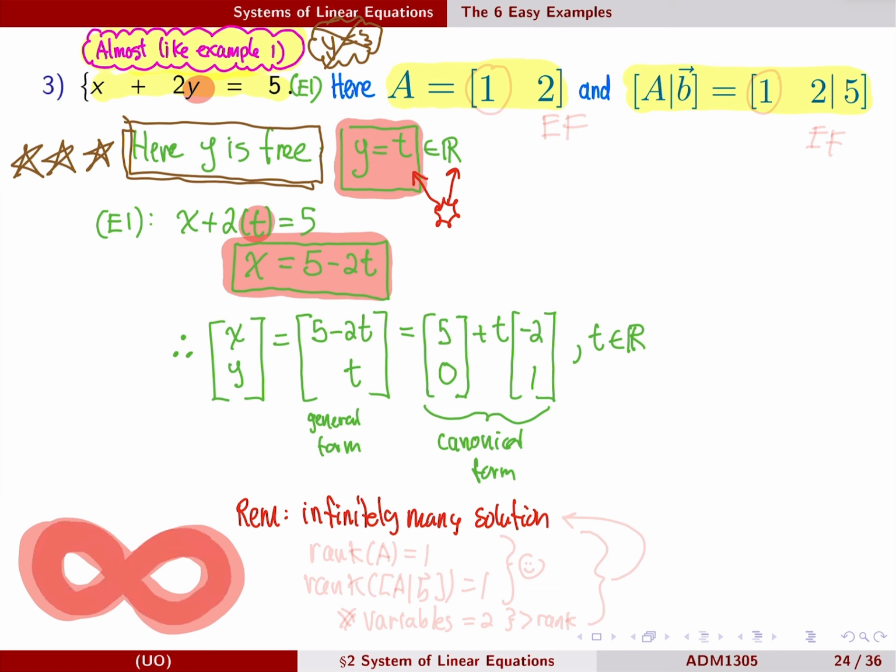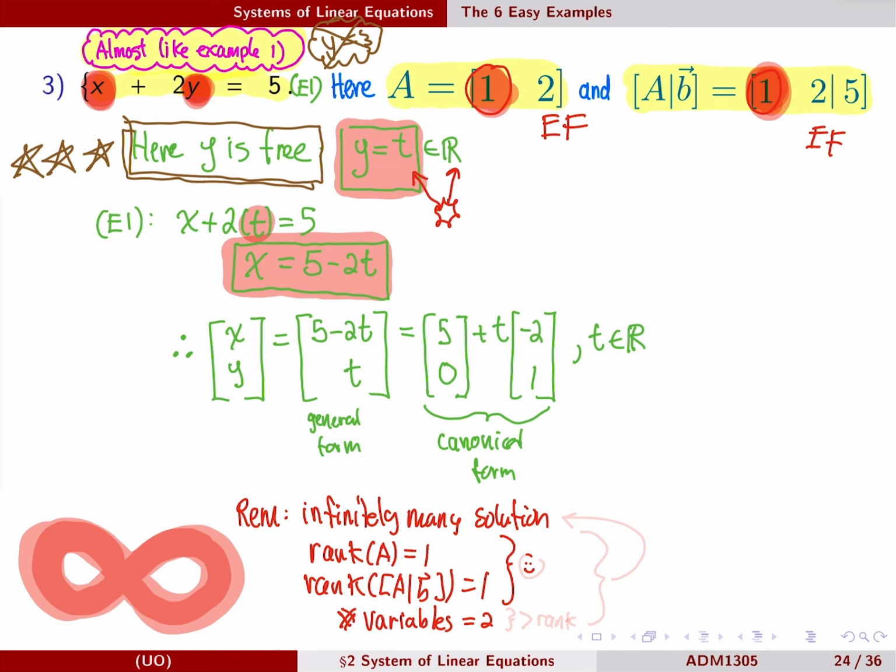What about the ranks? Here again, if you circle your leading coefficient, both matrices are in echelon form. We were able to find the general solution because those matrices are nice. When we compute the rank, the rank of A has only one pivot. The rank of AB also has only one pivot, but the number of variables in this system is equal to 2. The fact that the two ranks are equal means that we have some solution.